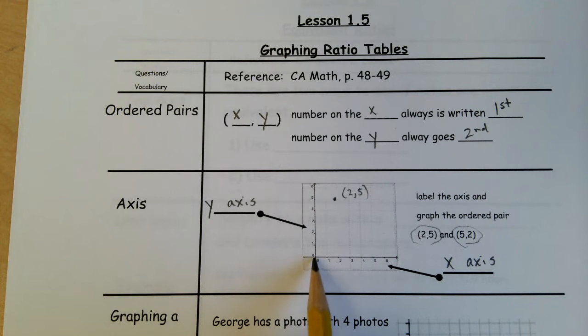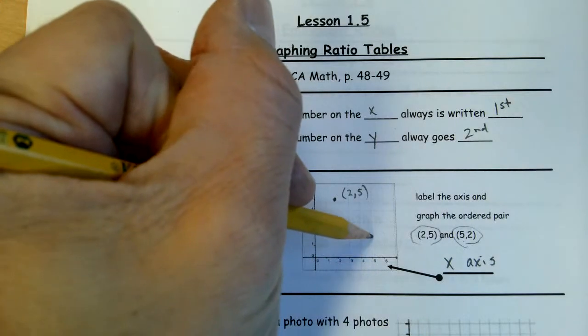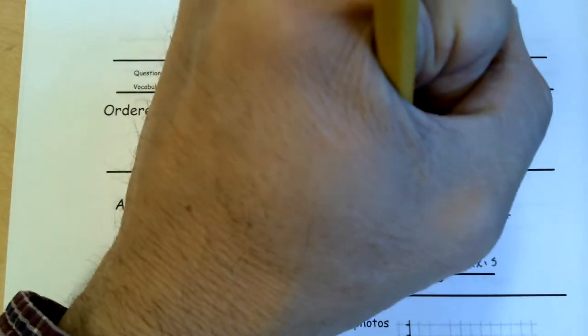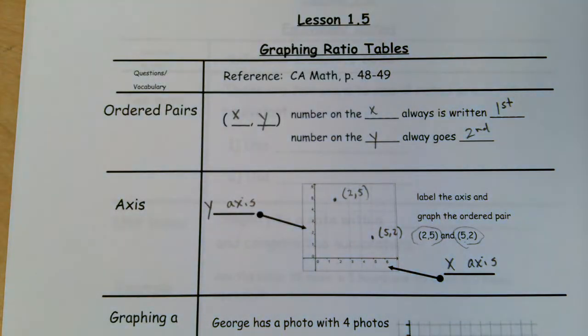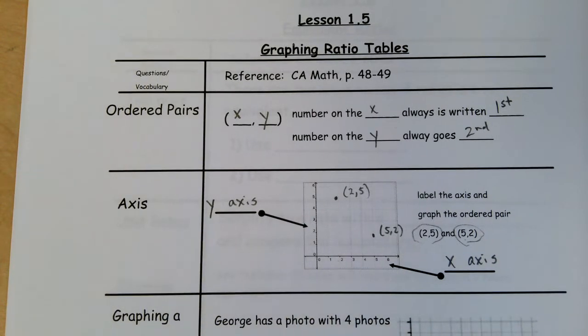Let's do the reverse, (5, 2). We're going to start here at (0, 0). This is called the origin, by the way. We're going to go over to the 5 and then go up 2. We had 5 and then 2. So over and up. Over and up. If you remember over and up, you'll never get these reversed, because we go over and then we go up. First number is first. Okay, so that's a little bit of a review on how to graph.